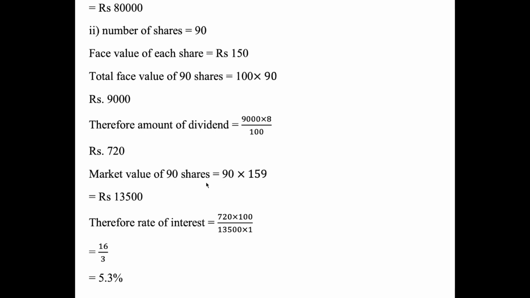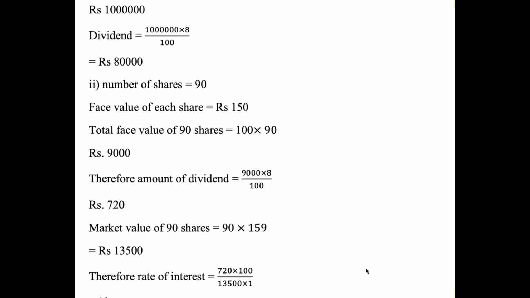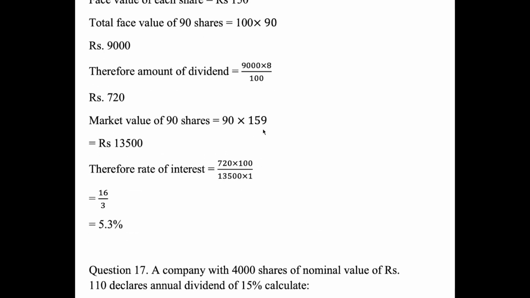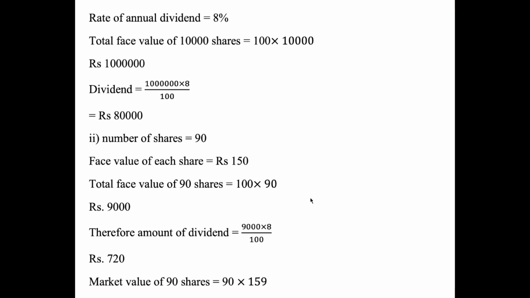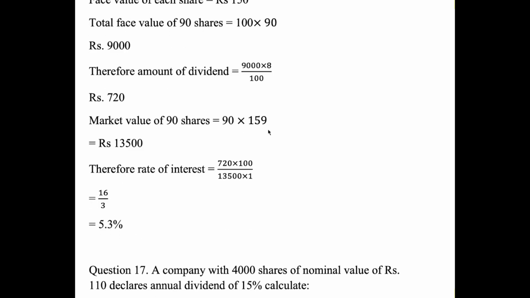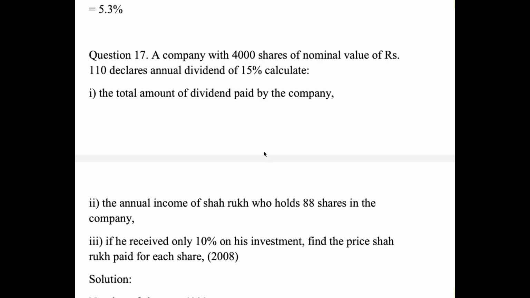Market value of 90 shares, that is 90 into 150, because in the question paper it is given as per share. Market value is 150, so we have to take 150. 90 into 150 comes to rupees 13,500. So therefore the rate of interest, rupees 720 into 100 divided by 13,500, comes to 5.3%. Let's come to the next problem.